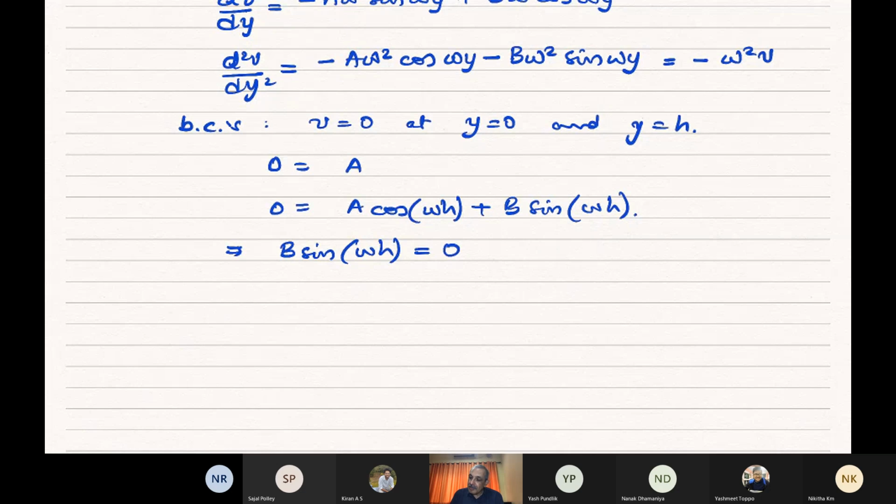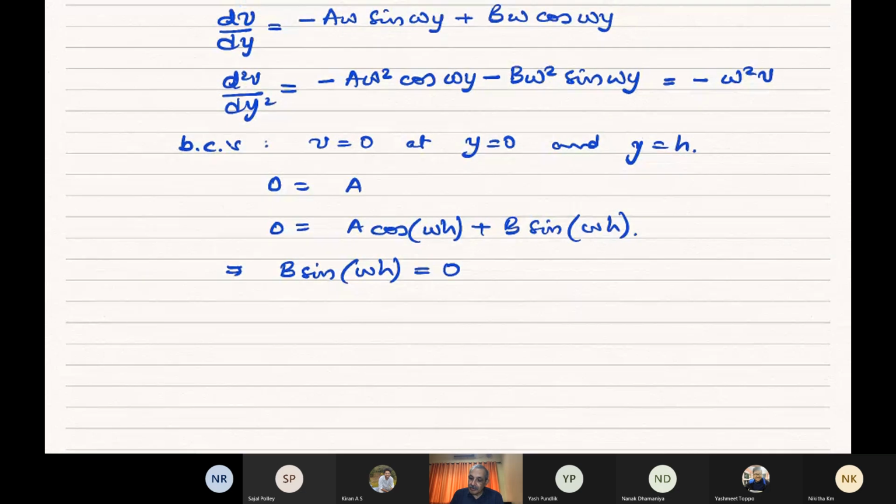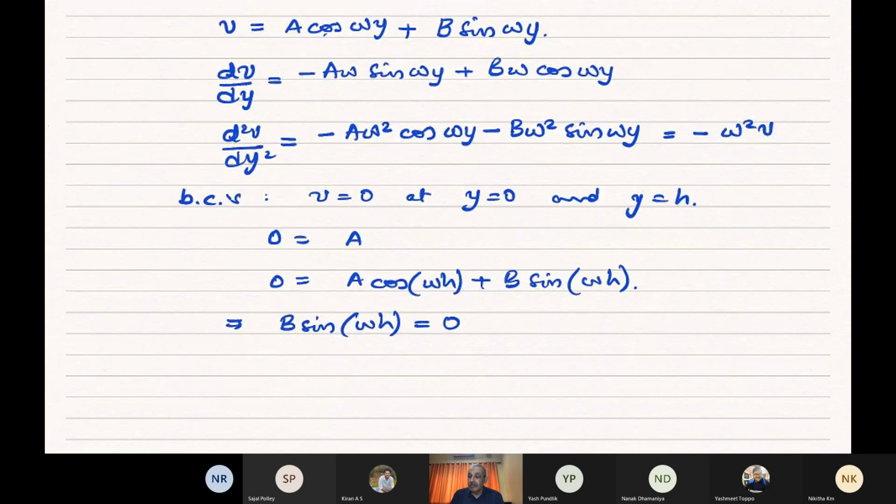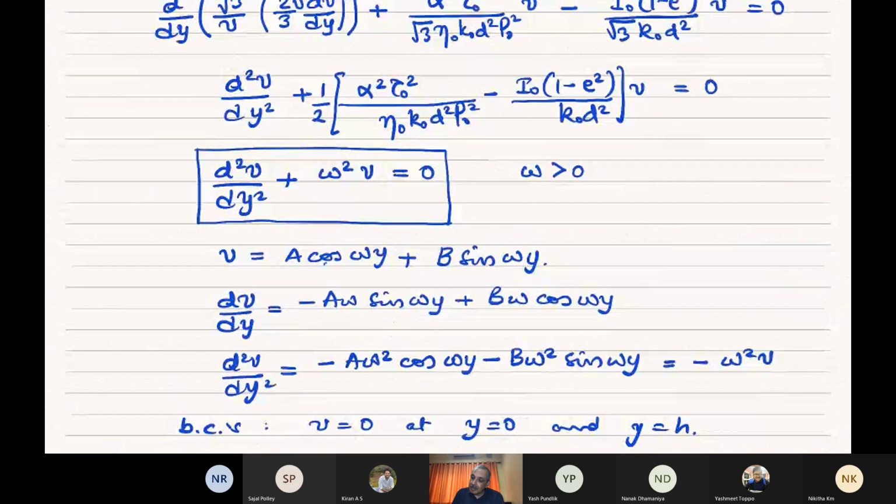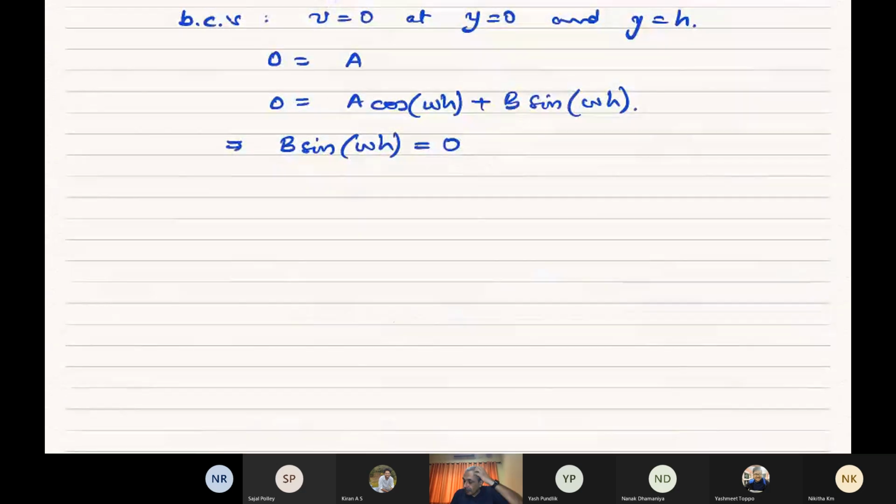No. If we take b equal to 0, then we'll have a trivial solution, that is v is equal to 0. That means that there's no temperature. Then if there's no temperature, then there can be no flow. Of course, that is always the solution, but it won't satisfy our boundary condition that the mean velocity at the top surface is u. So we cannot have b equal to 0. So that means, since b cannot be 0, sine of omega h is equal to 0.